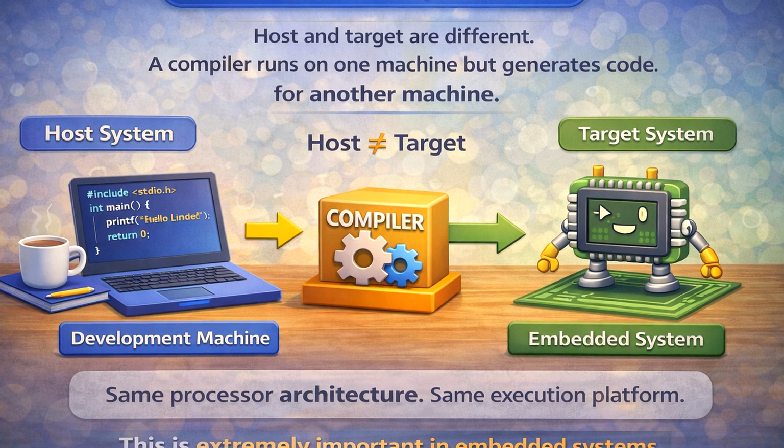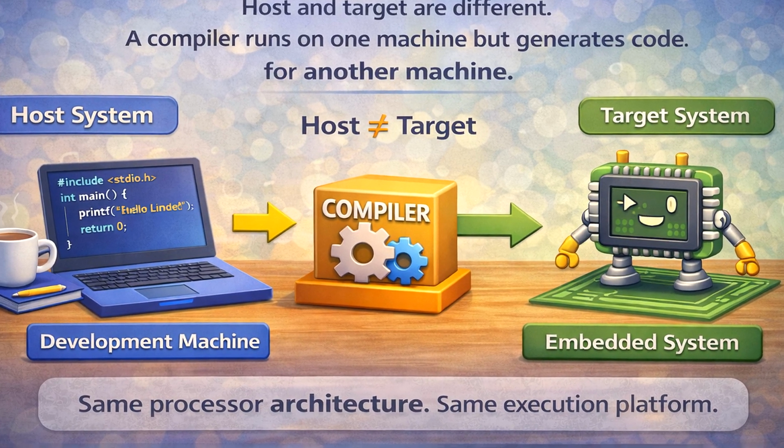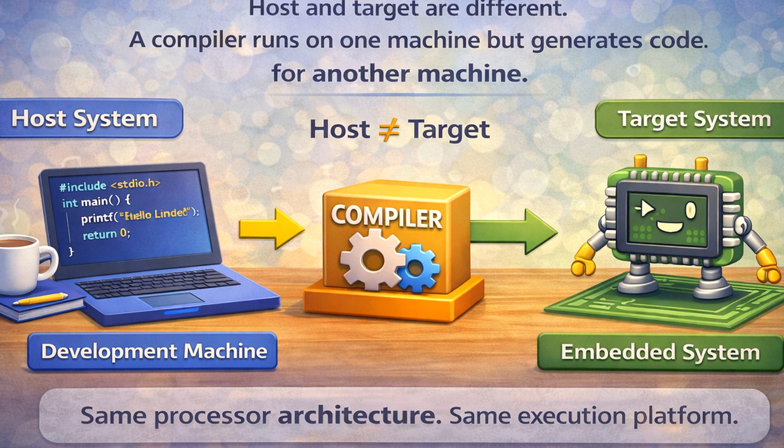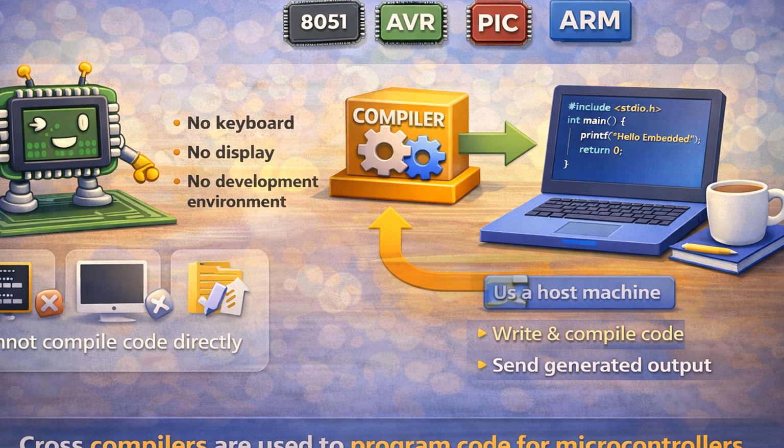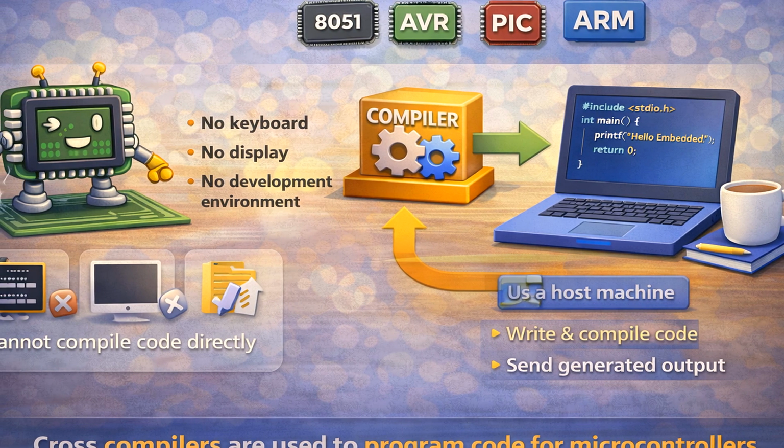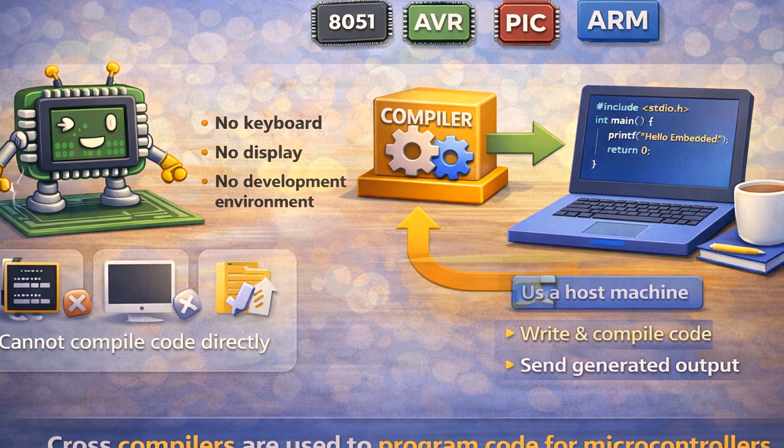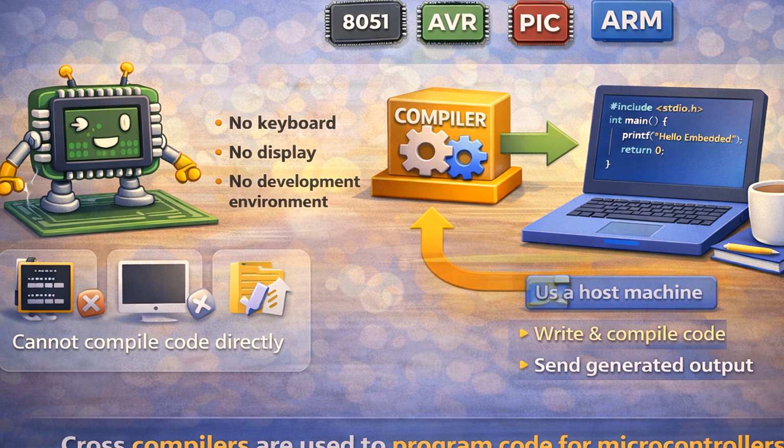Now let us come to the most important concept in this video. A cross-compiler is a compiler where the host and target are different. That means the compiler runs on one machine but it generates code for another machine. So here, host does not equal target. This is called cross-compilation. This is extremely important in embedded systems.